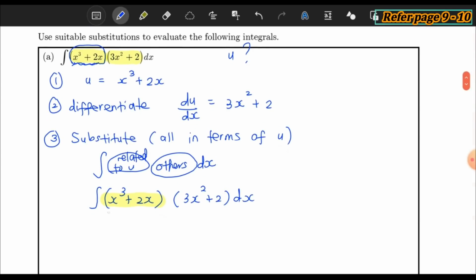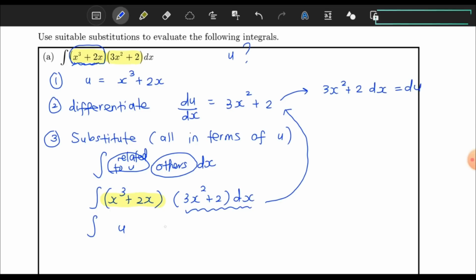Now we will substitute all in terms of u. So this is u. And the next part here is related to your differentiation. If we rearrange the derivative, we will get 3x squared plus 2 dx equal to du, meaning that we have to integrate u du.